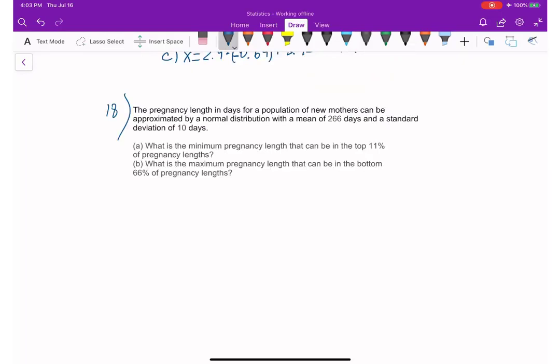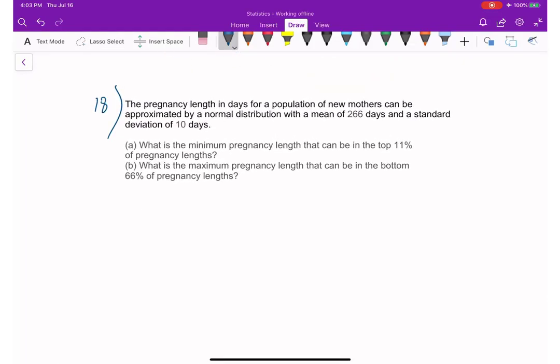The pregnancy length in days for a population of new mothers can be approximated by normal distribution with a mean 266 days, and standard deviation is 10 days. So we need to find minimum pregnancy length. For A, we need to find X minimum. For B, we need to find X maximum. Okay, let's start with X minimum.